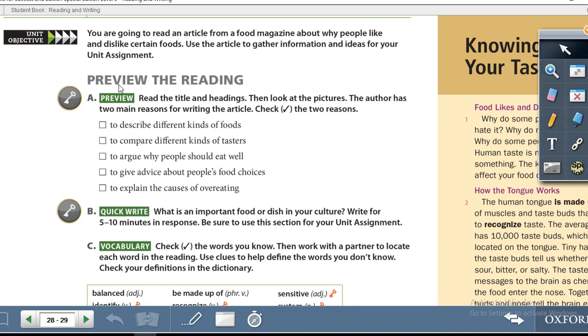Okay, the first one, preview the reading. Exercise A, preview. Read the title and headings, then look at the pictures. The author has two main reasons for writing the article. Check the two reasons. So in this exercise, you are going to get your information from the article, right? You are going to look for two main reasons for writing the article, and you are going to check the correct box.